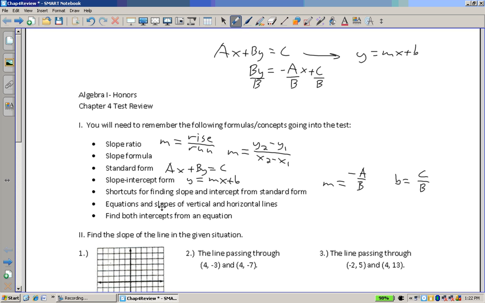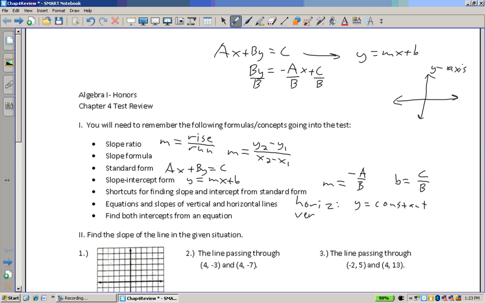Okay, equations and slopes of vertical and horizontal lines. Well, this is the y-axis. A y equals line is the opposite of the y-axis. It's this. This is a y equals line. So this horizontal line is going to be y equals some kind of constant.